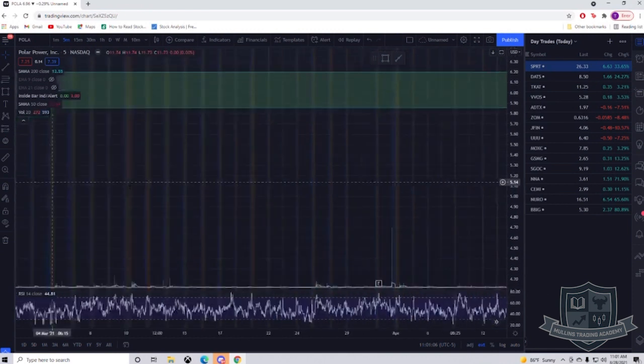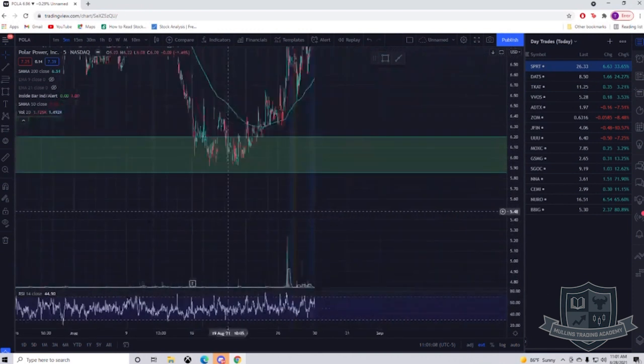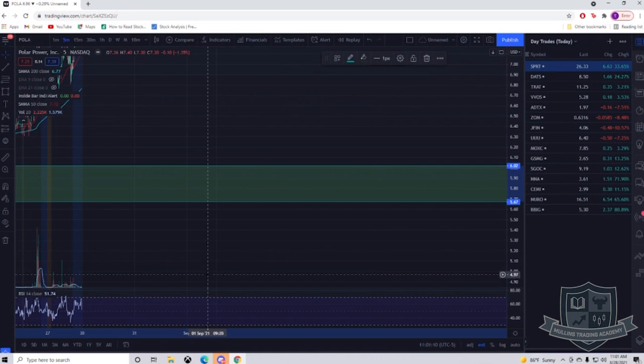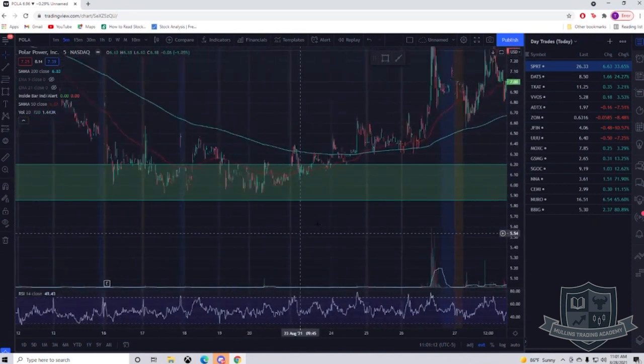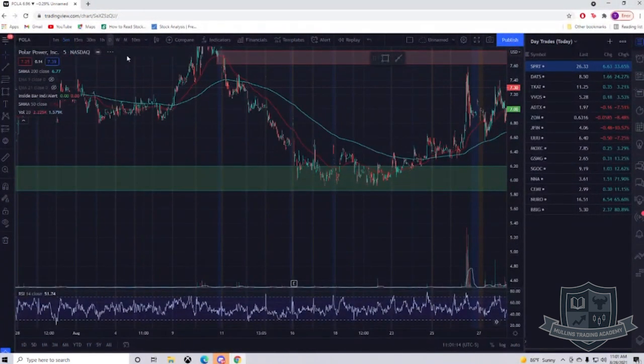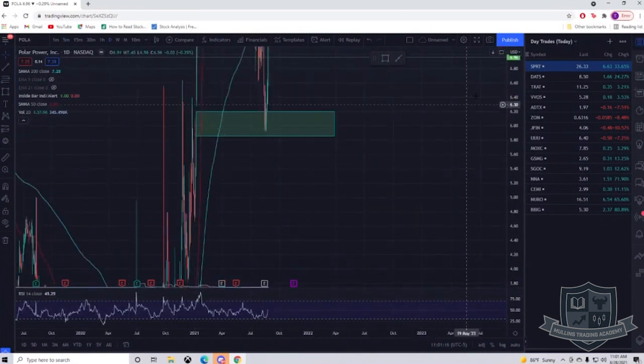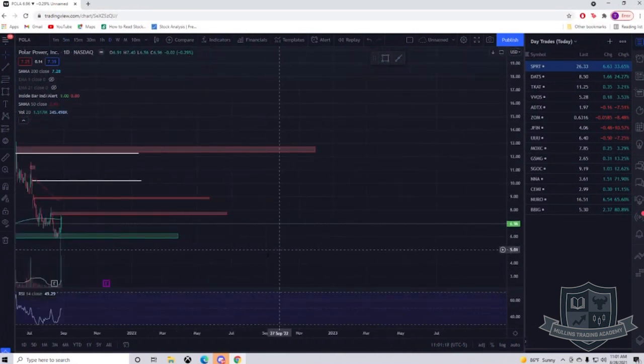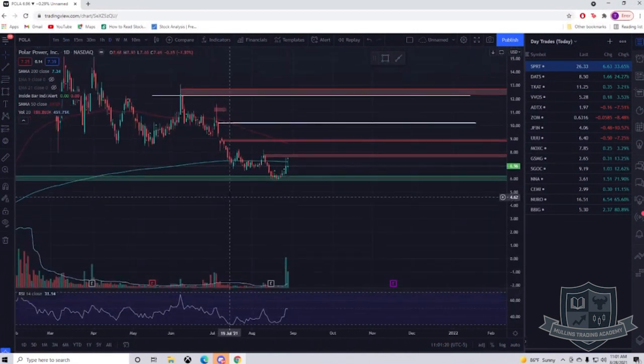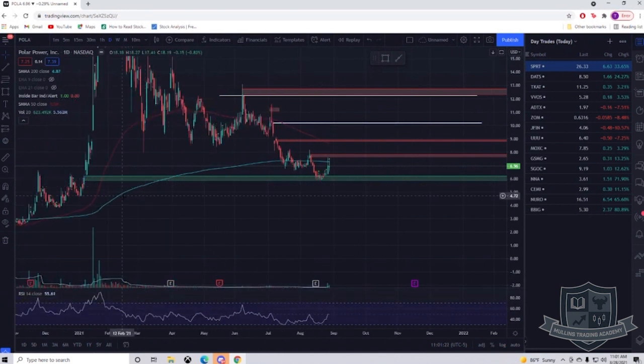I can't go that far back on the 5, so we're stuck with whatever the 15 gives us. So if you go out to the daily, then you can actually see it's actually pretty clean. Beautiful. It's pretty clean. That's actually pretty clean, to be honest.